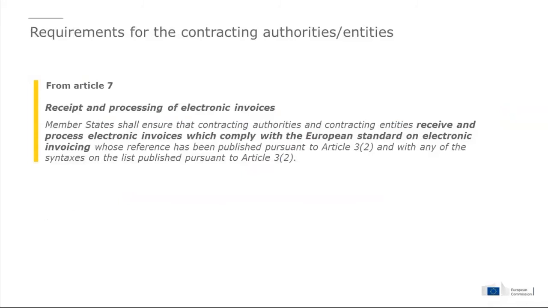In Article 7, on receipt and processing of electronic invoices, it says that the member states shall ensure that the contracting authorities receive and process electronic invoices which comply with the European standard on electronic invoicing. So here we find the word comply, and this was also one of the reasons why TC434 wanted to use the word comply in the context of the European standard. So this can be read that you have to support invoices that comply with the European standard.